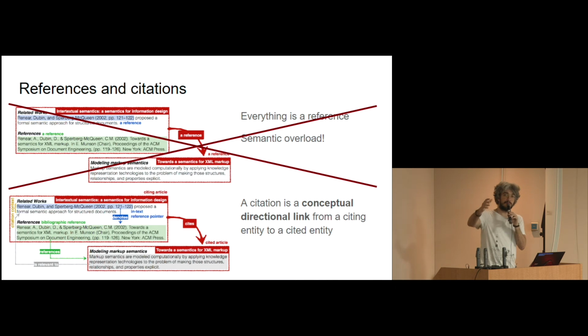This is explained somehow in the picture in the bottom part of this slide, where you see that we use different words to refer to the different concepts around a citation. According to this definition that we have provided in a formal model I will present in the next slide, we define a citation as a conceptual directional link from a citing entity to a cited entity. So the concept of paper A cites paper B, the whole thing, makes the citation, formally speaking.